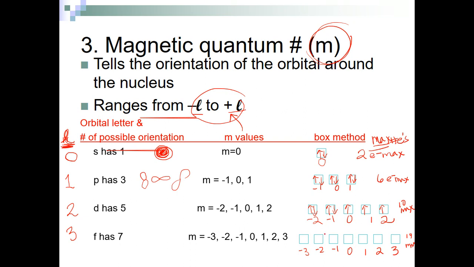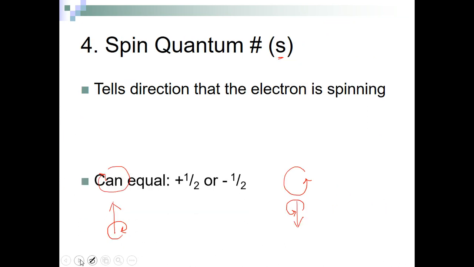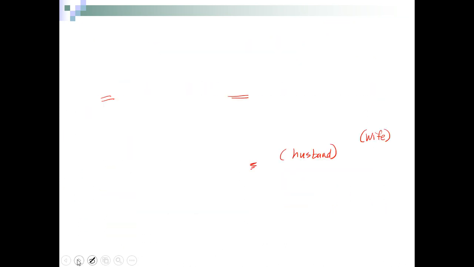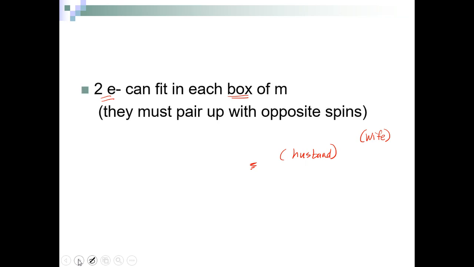If you were going to do the f orbitals, you would always go up, up, up, up, up, up, up, down, down, down, down, down, down, down. Now that is very important for when we start doing the examples in class next time we meet.